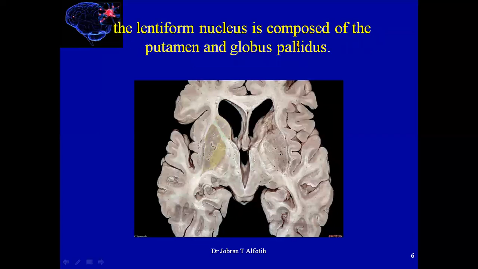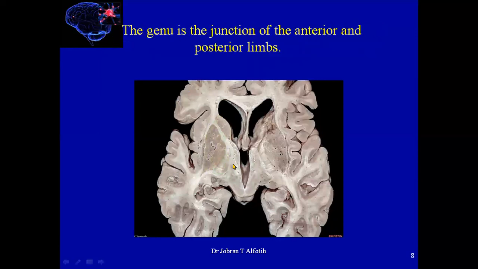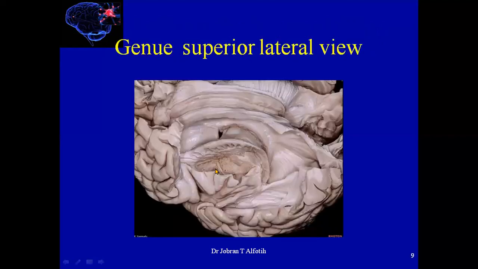What is the lentiform nucleus? We have discussed this before. It is composed of two structures. The first one is the putamen. The second one is the globus pallidus. Here is the posterior limb of the internal capsule, located between the lentiform nucleus and the thalamus. Here is the genu, the junction of the anterior limb and the posterior limb of the internal capsule.